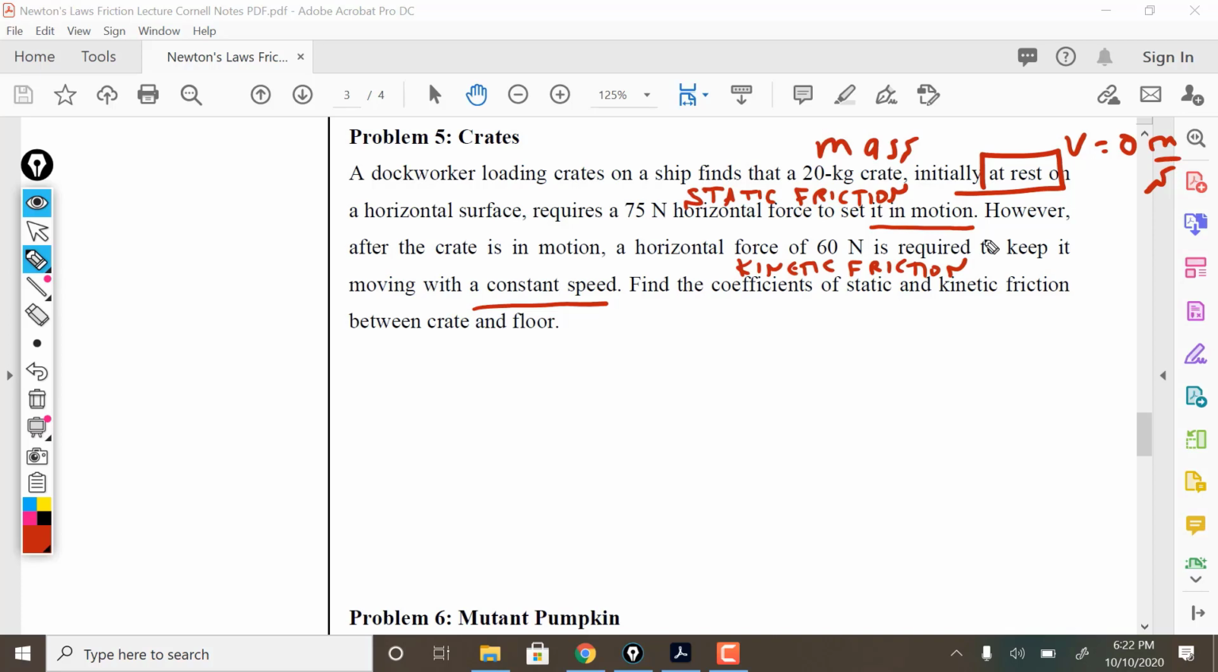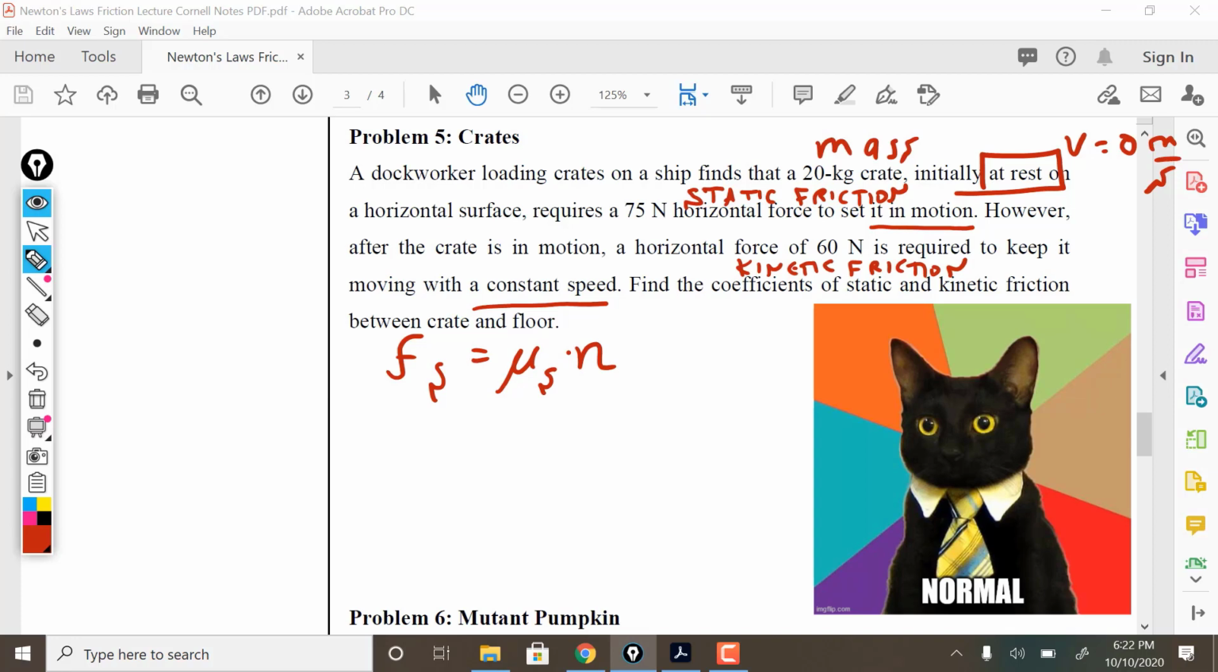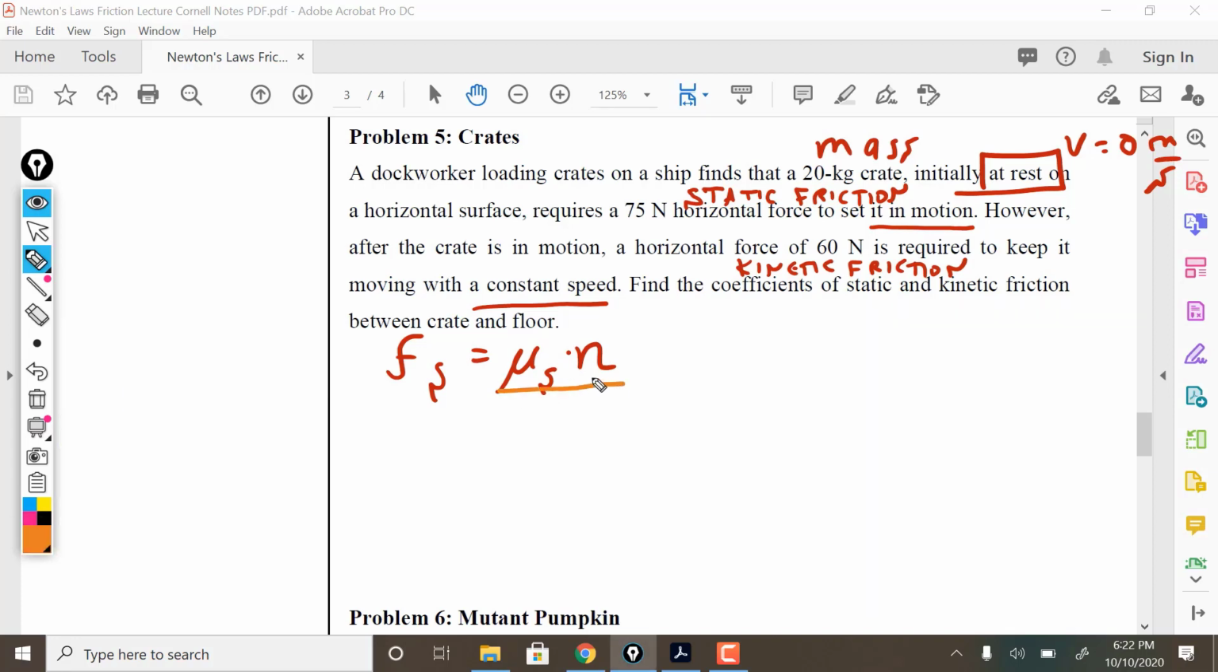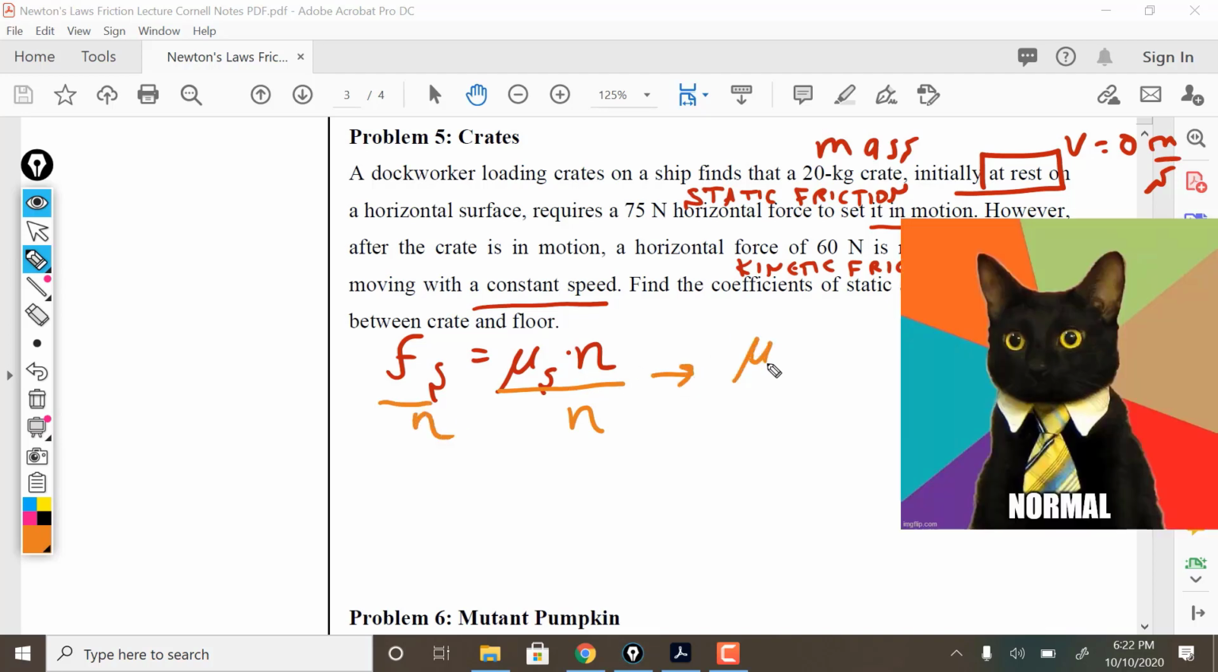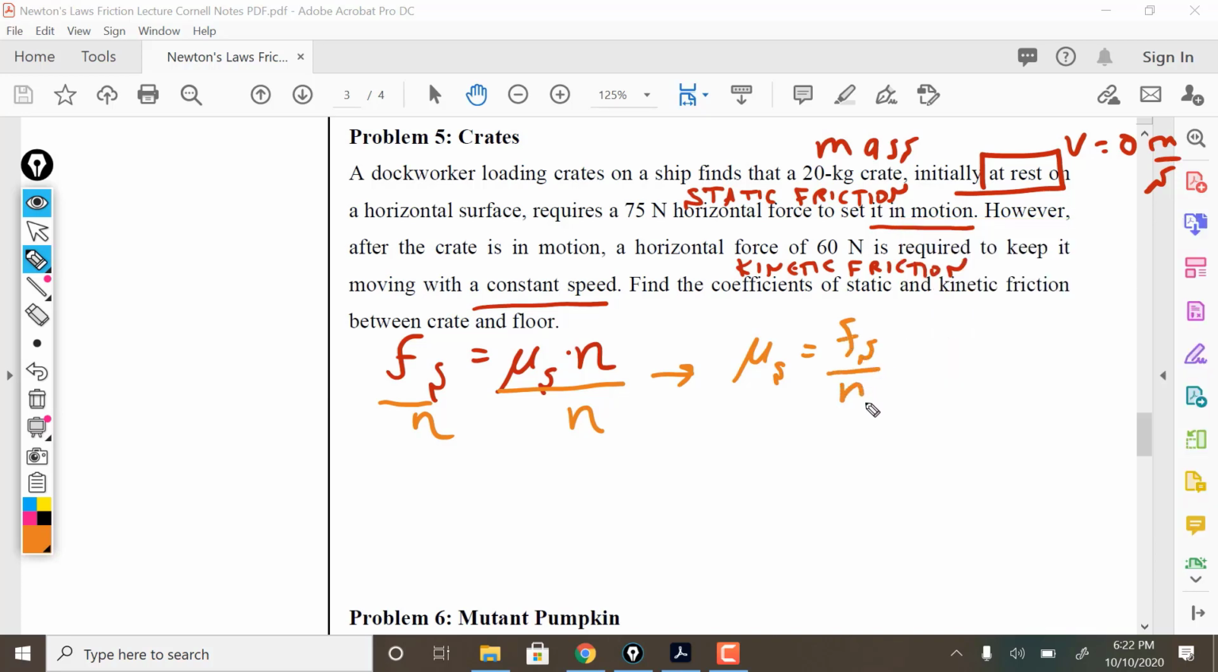So we're not going to go ahead and look up the values for these. We're going to actually get them mathematically, theoretically from the formula. So recall that static friction, by definition, is going to be mu static times the normal. Now, if we divide both sides by the normal, we get that mu s, which is the coefficient, is the static friction divided by the normal.